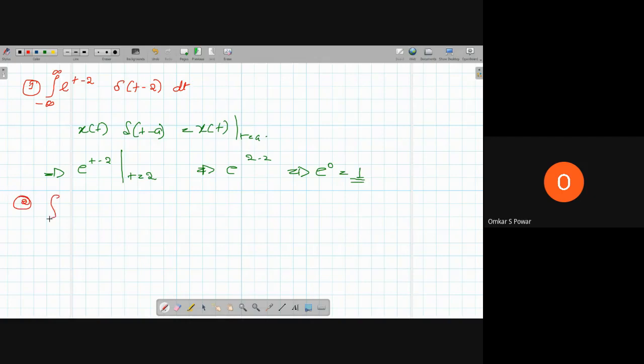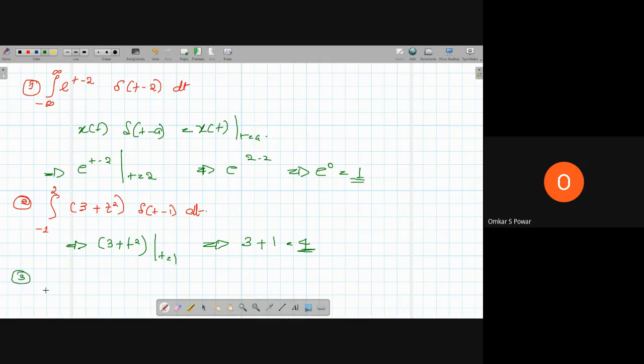Okay, let us solve another simple problem. Integral from minus 1 to 2 of 3 plus t square into del of t minus 1 dt. How do we solve this one? We take 3 plus t square at t is equal to 1. So 3 plus 1 is equal to 4. Simple problems. Now I'll give you a tricky problem.